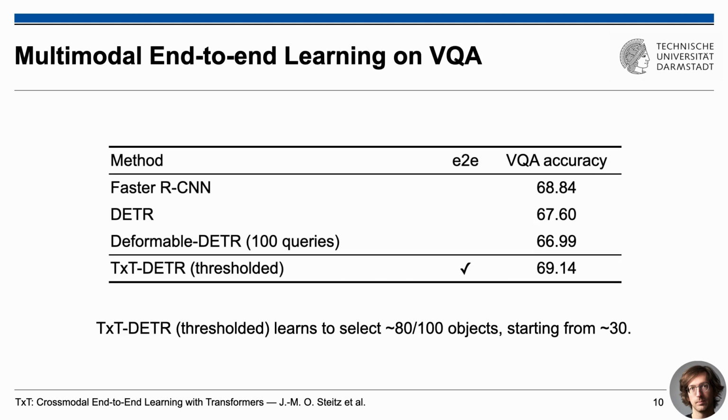We then train the TxT model on VQA. As with the pre-extracted features, we threshold the object predictions by confidence such that DETR produces a mean of 30 objects per image, like Faster R-CNN. During the course of the training, DETR learns to predict more boxes above the threshold, saturating at around 80. The thresholded TxT model improves by around 0.3% over pre-extracted Faster R-CNN features and 1.5% over pre-extracted DETR features.